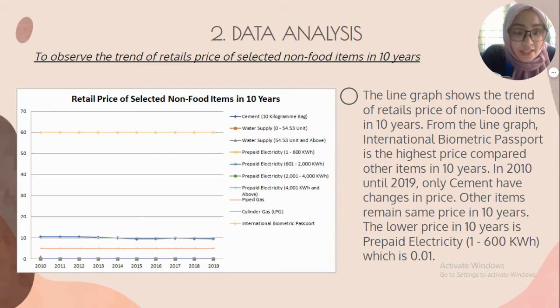For the line graph, international biometric passport has the higher price compared to other items in 10 years, while the cement has changed in price from 2010 until 2019. Other items remain the same price in 10 years. The lowest price in 10 years is prepaid electricity for 1 until 600 kilowatt per hour, which is 0.01.